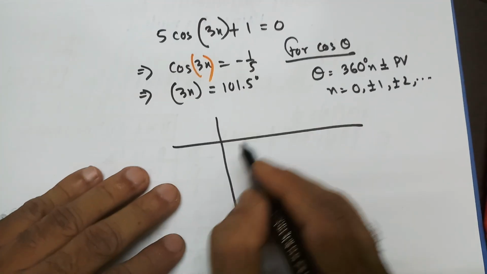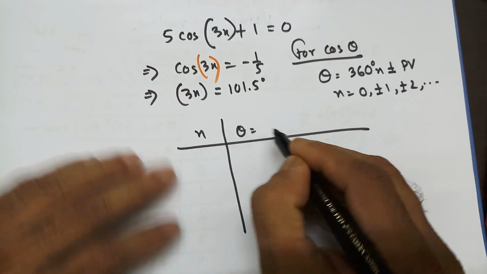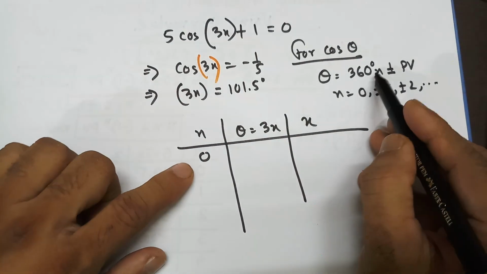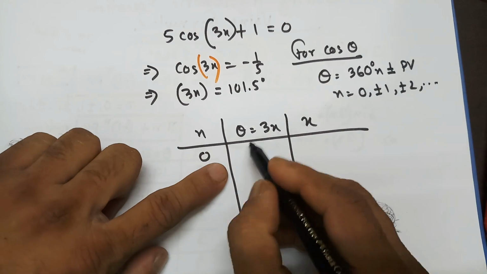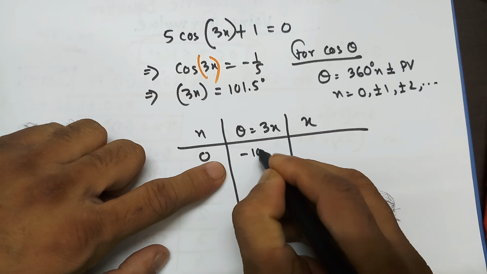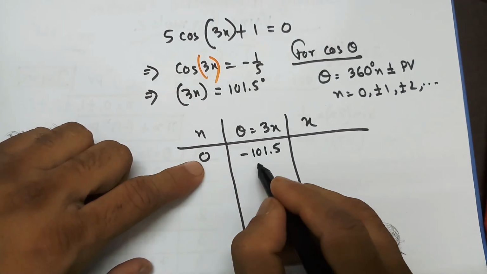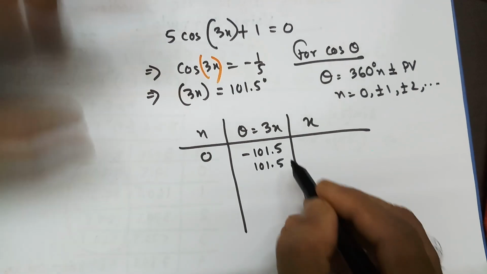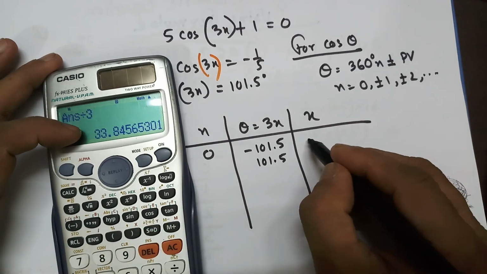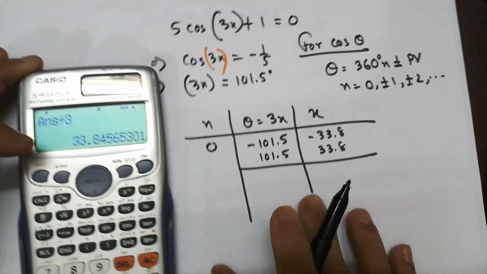So draw the table. This is going to be n, and this is going to be theta, which is 3x over here, and we need to find x. So when n is 0, 360 times 0, first minus, so it's going to be minus 101.5, and then for each of them I'm going to have 2 values, that and plus 101.5. When I divide this by 3, this is going to be minus 33.8, and plus 33.8. So that's that.